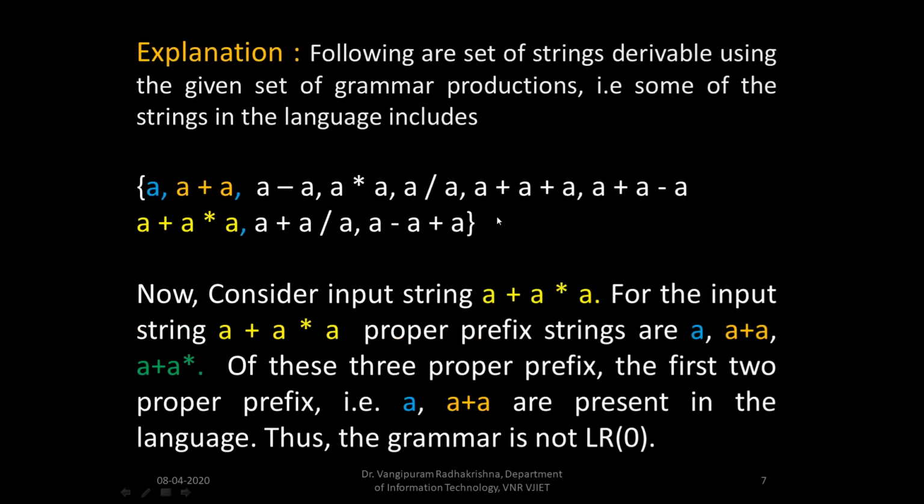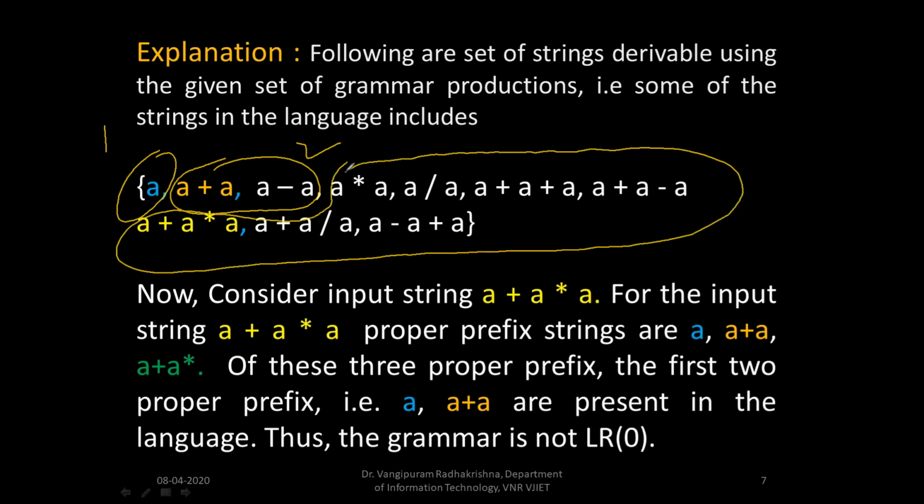So here is the set of all possible strings which are generated using the grammar productions till length 3. Here A is a string of length 1. A plus A, A minus A are strings of length 2. A star A, A slash A are also of length 2. And all these strings, A plus A plus A, A plus A minus A, A plus A star A, A slash A minus A, and so on, are of length 3.